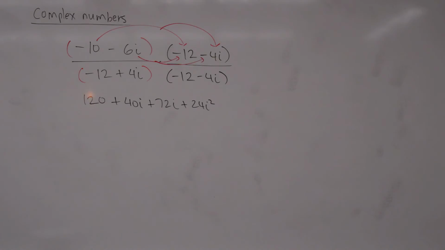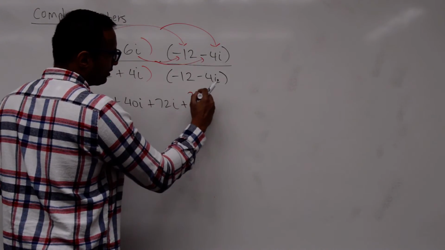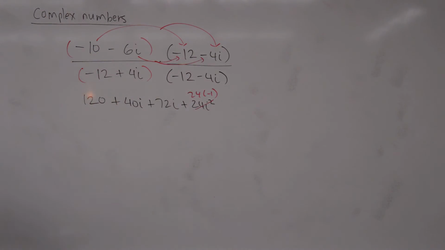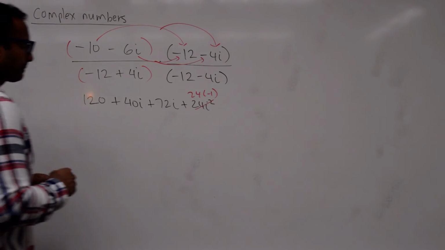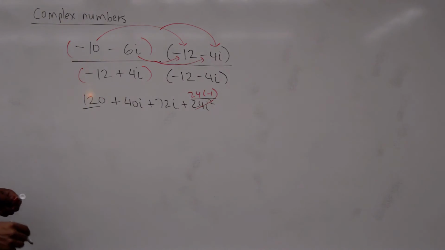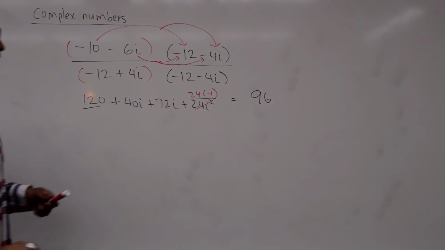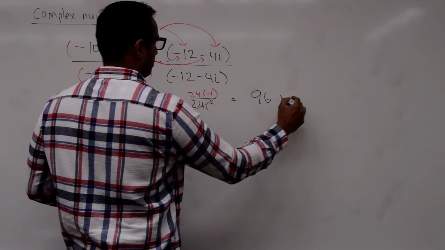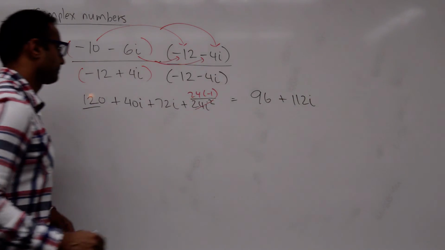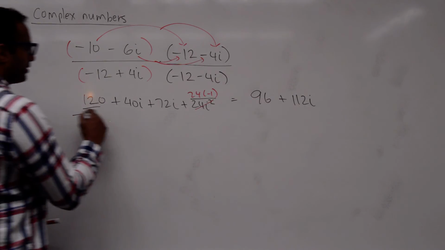Now before I deal with the denominator, I'm just going to simplify the numerator. Remember that i squared is equal to negative 1. So this is actually going to be 24 times negative 1, which is negative 24. So I have 120 minus 24, which gives me 96. Then I have 40i plus 72i, which is going to be 112i. Okay, that's the numerator.